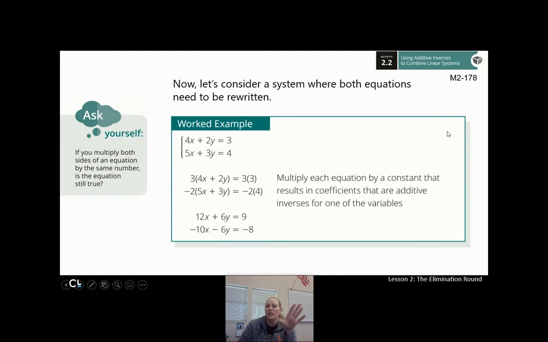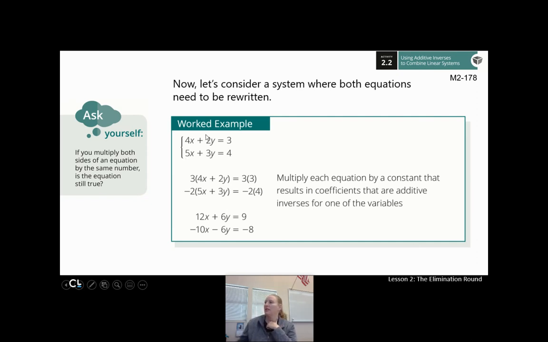So now let's consider a system where we need to rewrite both equations. So again, I have a system of equations. 4 and 5, they are not additive inverses. 2 and 3, those are not additive inverses. It's just not going to get the job done. So what we've done is we're going to change both of them. Last time, because we had a naked variable, so to speak, just a y with a coefficient of 1, it meant we only had to rewrite that equation to get the additive inverses. But that's not going to work here. I need to change both of these in order to get what I want.